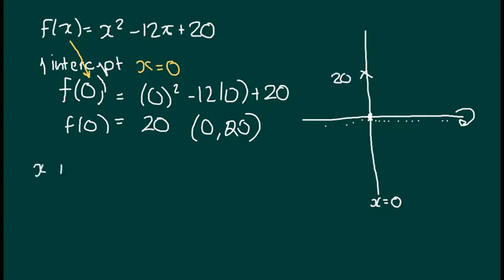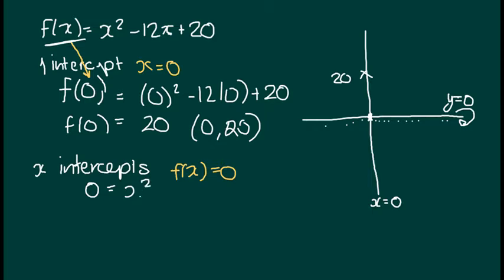For the x-intercepts, I'm doing the kind of opposite thing, if you like. I'm now asking, where is it crossing the x-axis? Well, the x-axis is all the points where y is 0. The kind of converse argument there. So I'm now needing to make y 0. Well, y in my equation is represented by f of x. So to find my x-intercepts, I need to make f of x equal 0. So that gives me 0 equals x squared minus 12x plus 20.